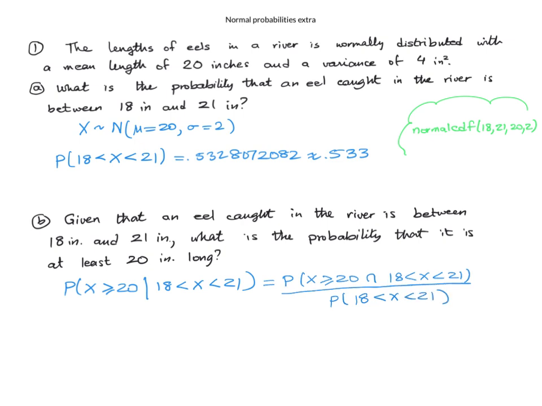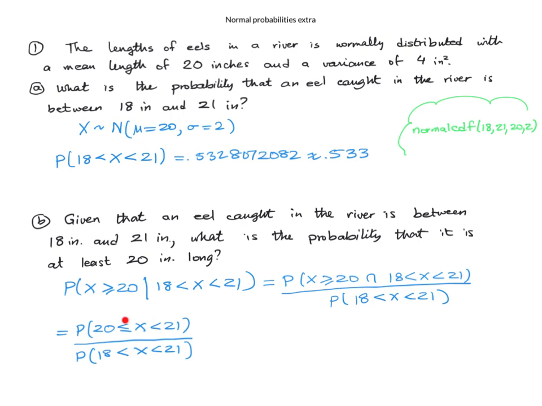Now I already have the denominator probability because that's what I calculated over here. I now need to work out the numerator, but I need to figure out what is the intersection of these two regions. Well, I know that x has to be greater than or equal to 20, and then it's going to be capped at the top by 21. So really this is between 20 and 21. So I have the probability that 20 is less than or equal to x, which is less than 21, over the probability that 18 is less than x, which is less than 21. Now again, the equal to is not critical here because it's a continuous distribution or a normal distribution, therefore equal to or not equal to is not going to change anything.